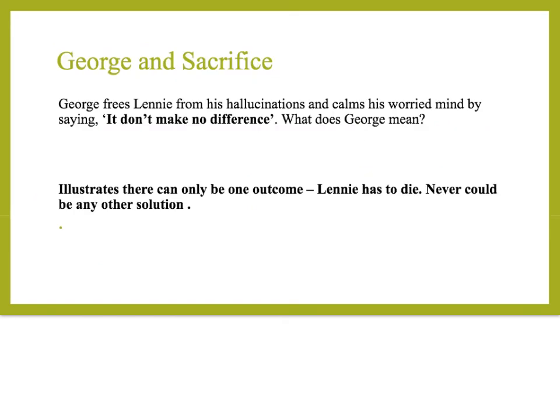Okay, so the ultimate sacrifice comes in chapter 3, where we have the idea that George is going to have to do the right thing. And we've talked about sacrifice in relation to Slim, so this is the third sacrifice, and if you can't remember what the other two are, go watch the Slim PowerPoint. So Lennie has been having his hallucinations. You remember, he's got the big talking rabbit and he's got his aunt, but it is George who arrives to free Lennie from those hallucinations and calms down Lennie.